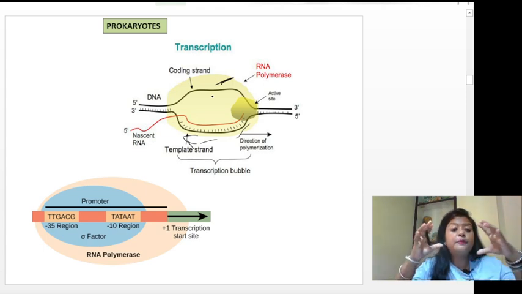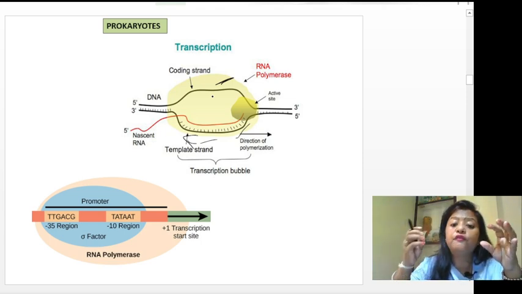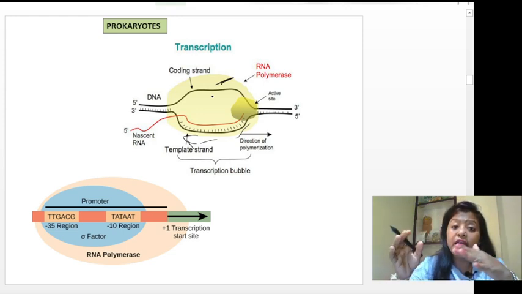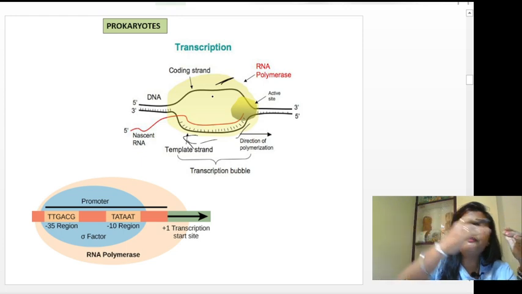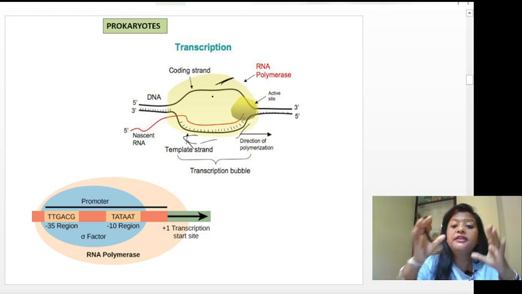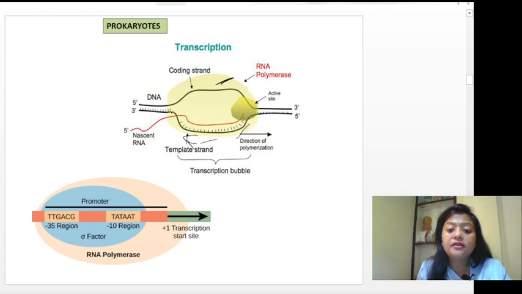Okay, so it will keep on moving. The RNA polymerase will keep on moving, and the new nascent RNA being formed will be moving from the 5' to 3'. So the transcript is being formed in the 5' to 3' direction. It will keep on moving out of the bubble, but the RNA polymerase is moving from the 3' to 5'. So basically, you can see here, it's moving from the 3' to 5'.